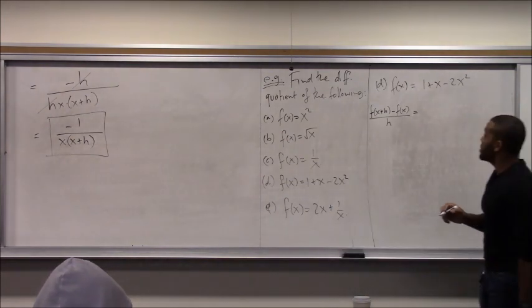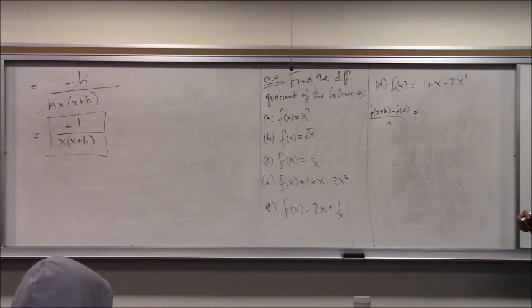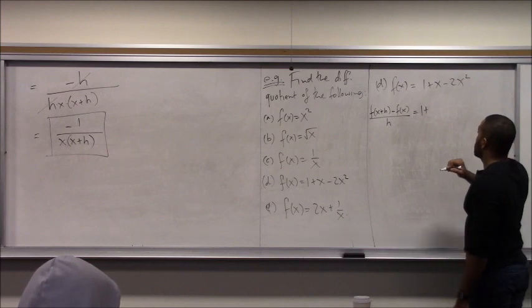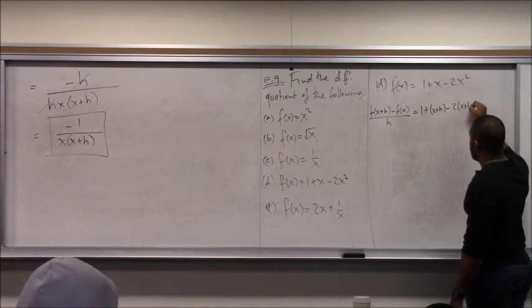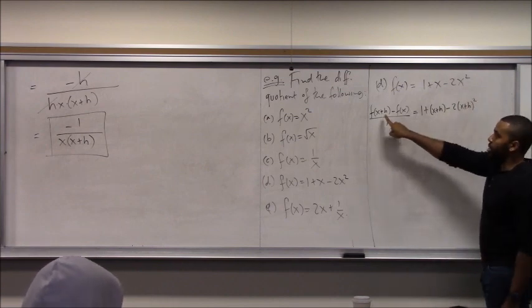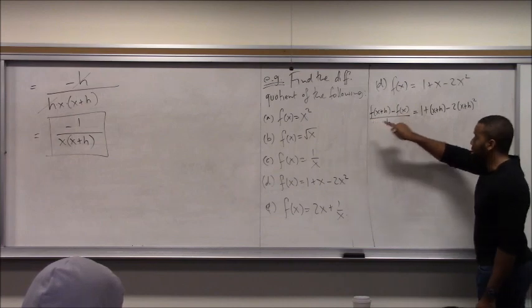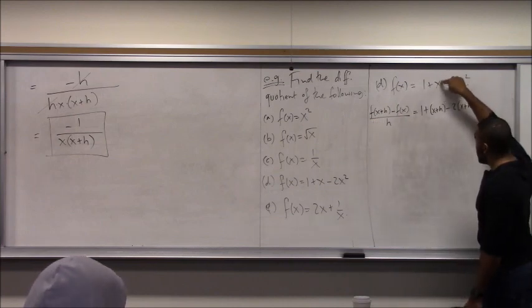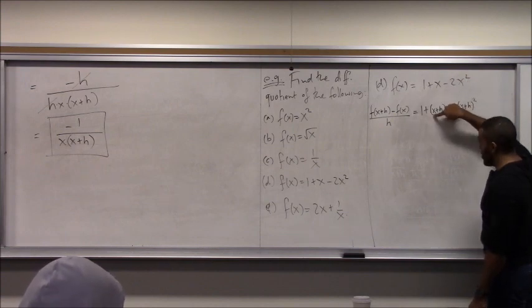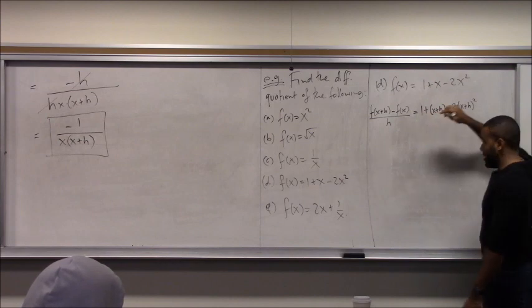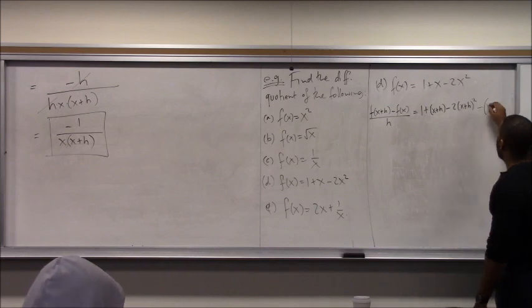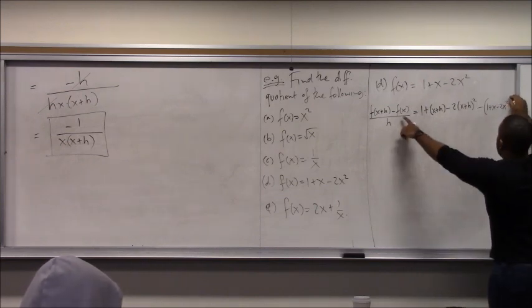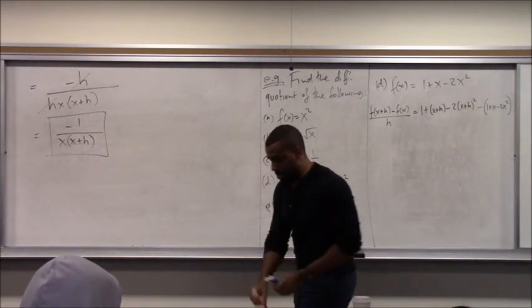What does this one look like? Yeah? 1 plus x plus h minus 2 times parentheses x plus h squared over h. Literally, remember? f of x plus h means go to the original formula, every spot in which you see an x, open parentheses and put x plus h. Now we have the minus, 1 plus x minus 2x squared, that's the minus f of x. Parentheses is important, put that in red.